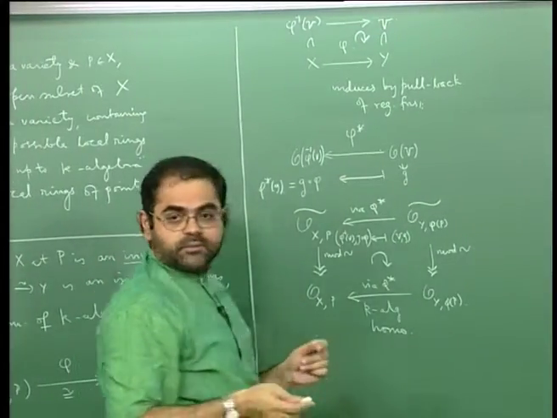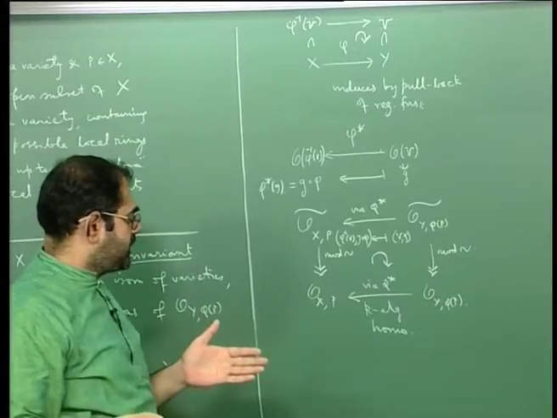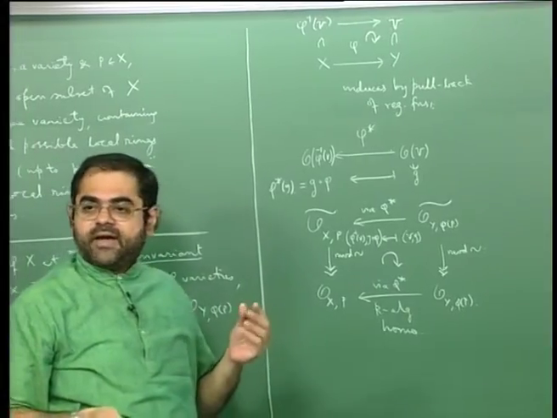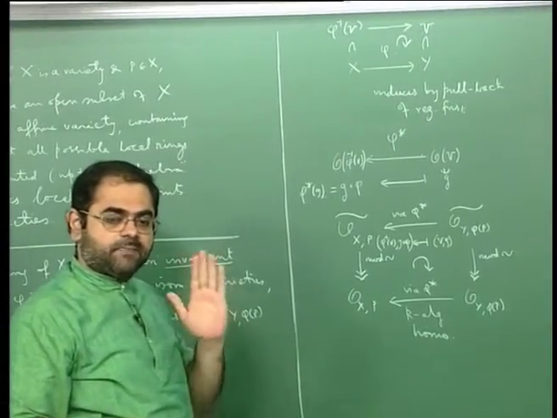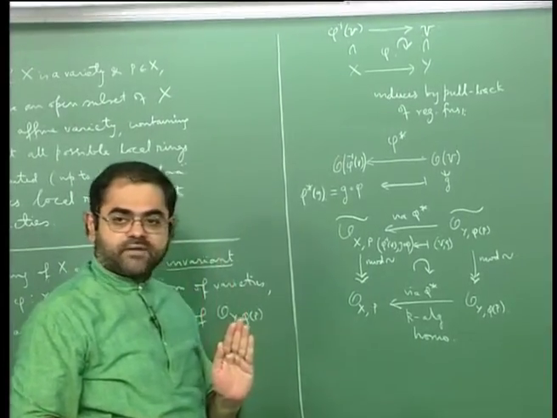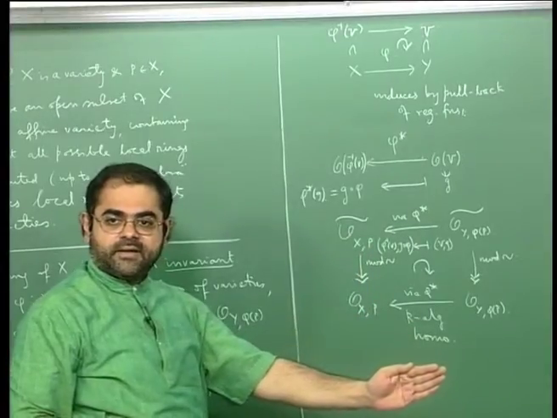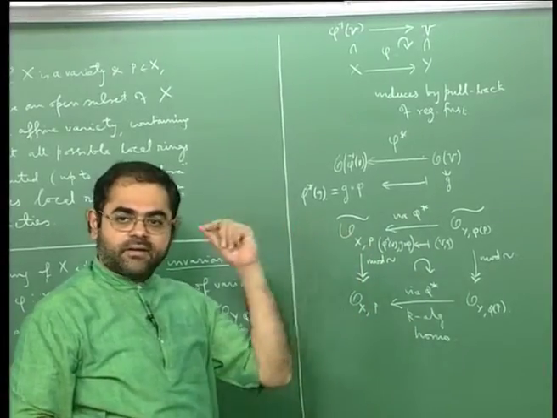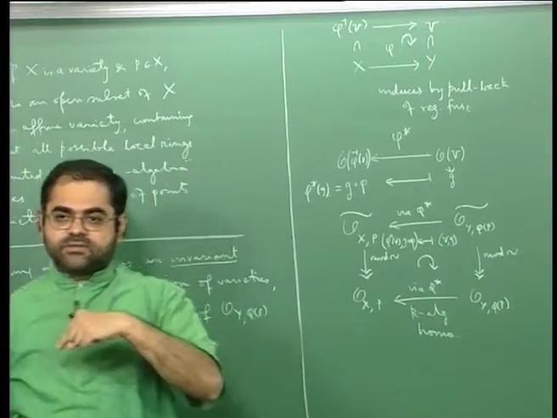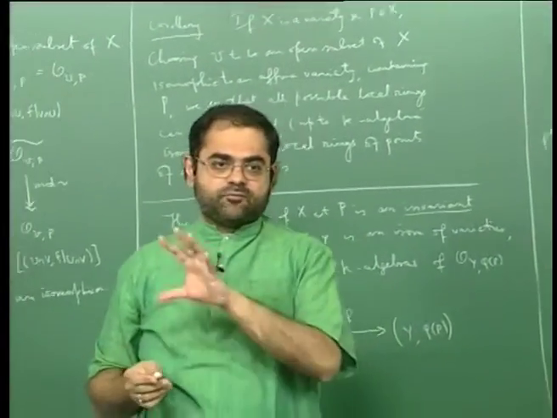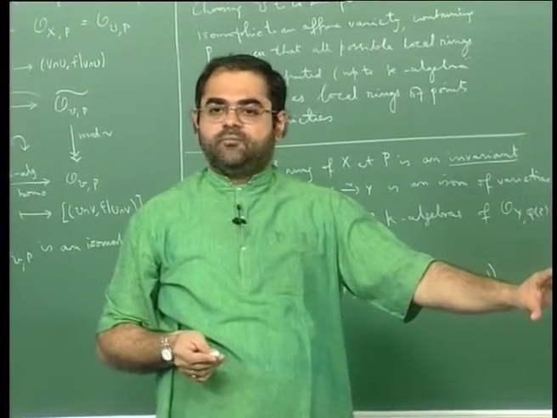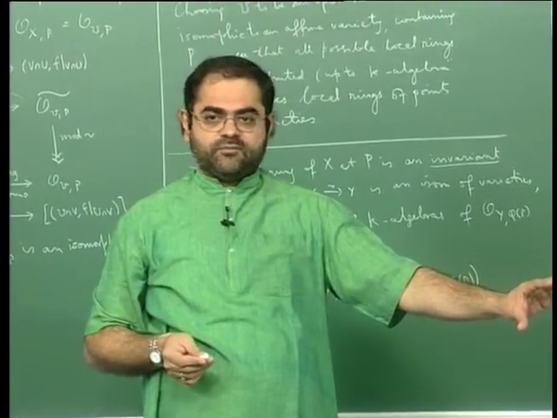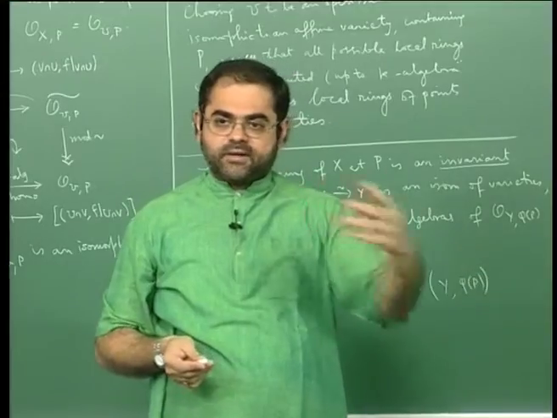So you must think of this as an infinitesimal version of the following fact. Whenever you had a morphism from one affine variety to another affine variety, it induced a pullback from the regular functions on the target to the regular functions on the source.